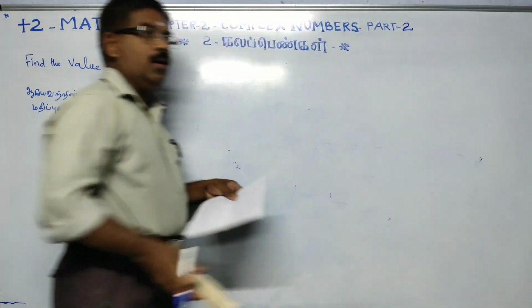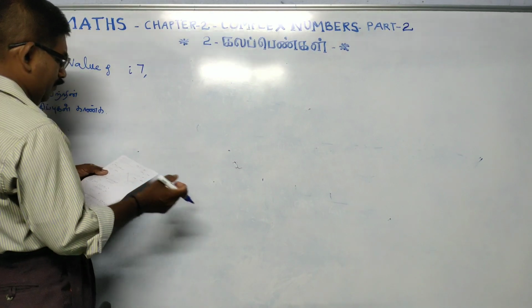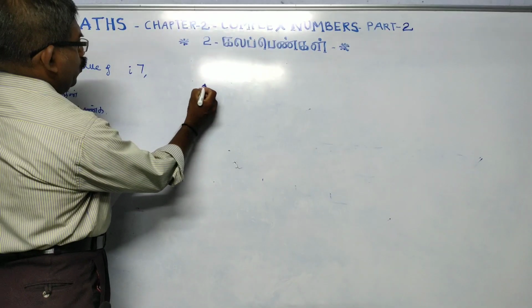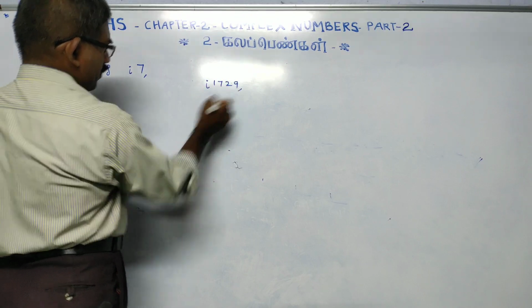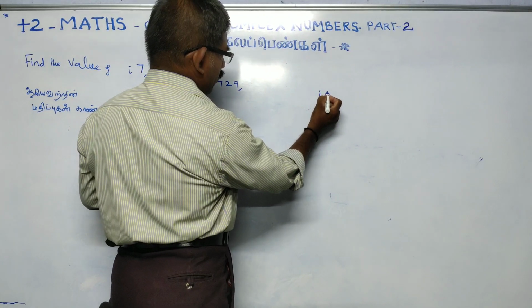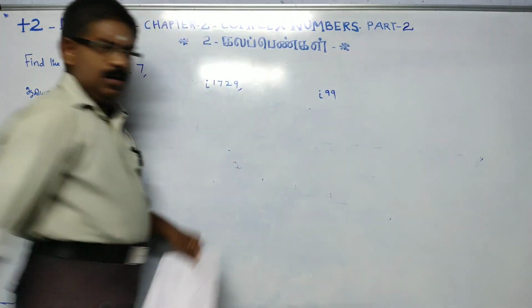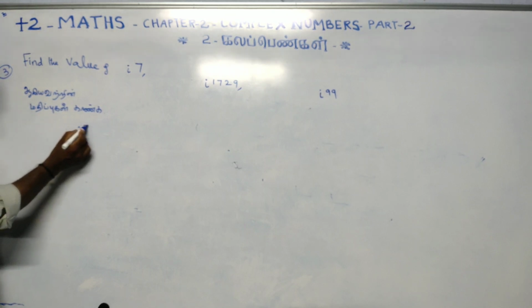Find the value of i power 7, find the value of i power 1729, find the value of i power 99. Now we are going to find the values. i power 7, how can we write? This is the third question.